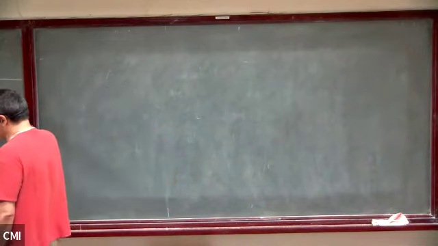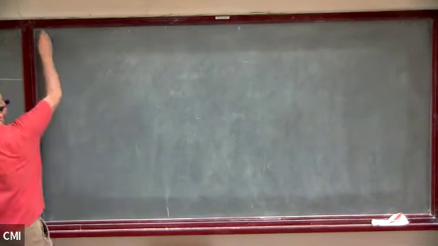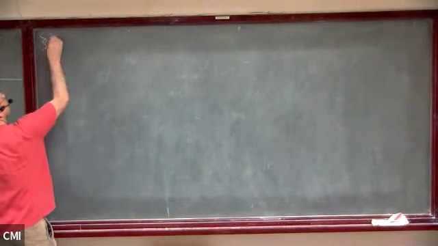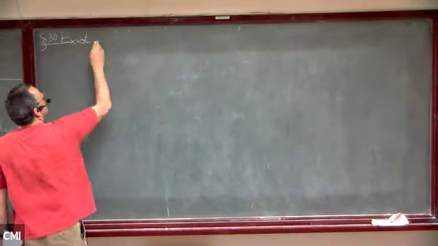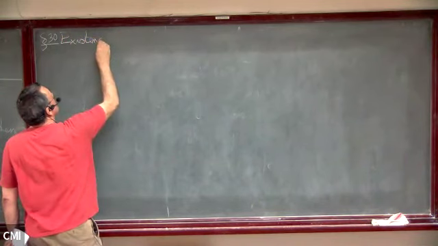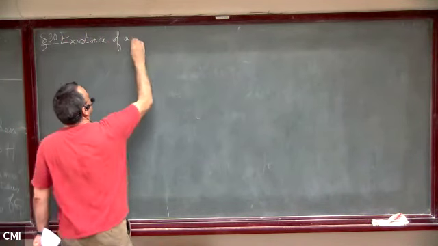So taking this for granted, let's go into section 30, which is existence of a maximal torus.